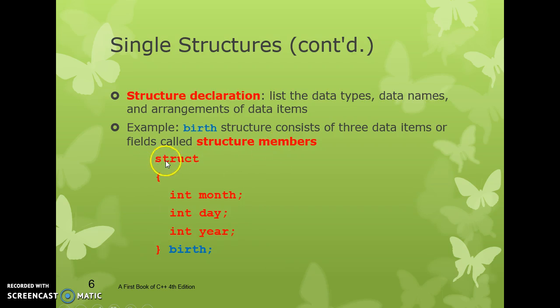It begins with struct, and you have 3 data types. The first one is integer month, ending with a semicolon, then integer day, ending with a semicolon, and another one, integer year, ending with a semicolon. And the name, you can put at the end. Here it is called the birth structure, and again, after the name, you put a semicolon.